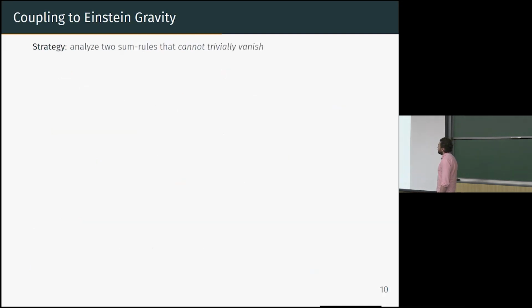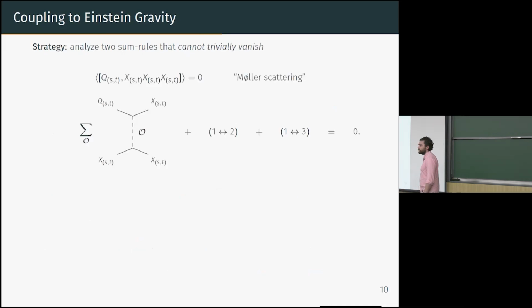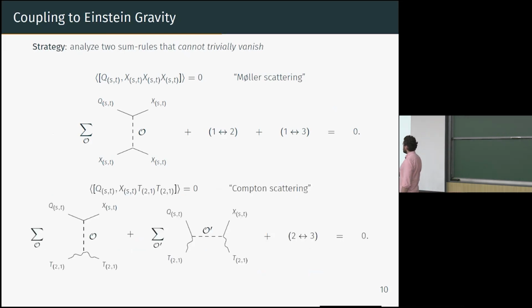Okay, so our strategy is to use this fact that there are some non-optional interactions in the theory to write down some sum rules that can't trivially vanish. So the first is what I call the Mueller scattering constraint, which is sort of like a 4-point function where you have 4 of these x's on the outside. And there's a non-trivial contribution that comes from exchange of the stress tensor. So for this to sum to 0, it has to be canceling against something else in this sum. There's a second non-trivial constraint, which looks like Compton scattering, where I have 2 stress tensors on the outside. And again, there's some non-zero contributions that have to cancel against something for this to give you a consistent result.